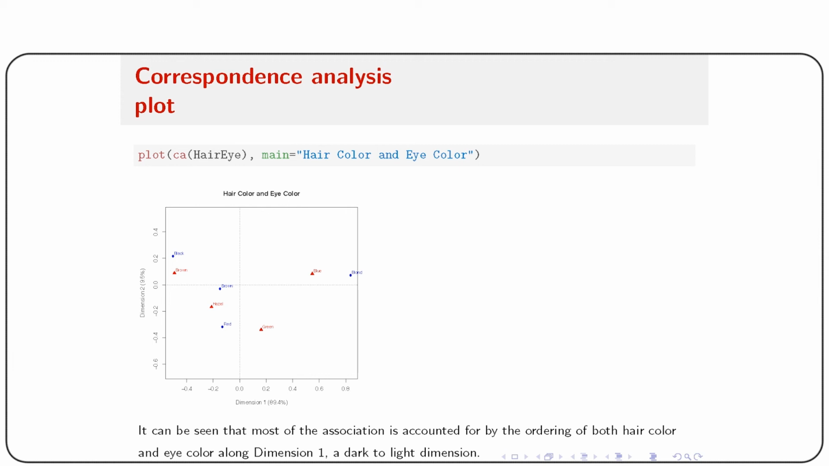It can be seen that most of the association is accounted for by the ordering of both hair color and eye color along dimension 1, a dark-light dimension. This is all about the contingency table analysis. I'll stop here, but there is a lot more to categorical data analysis that can be covered some other time.